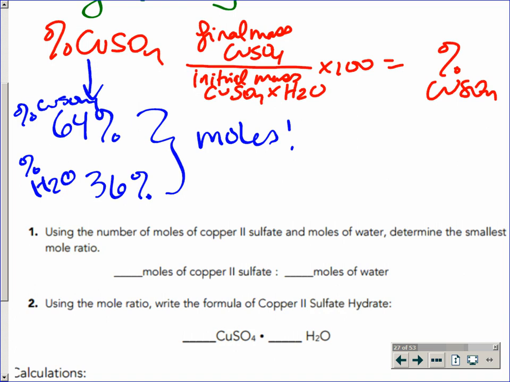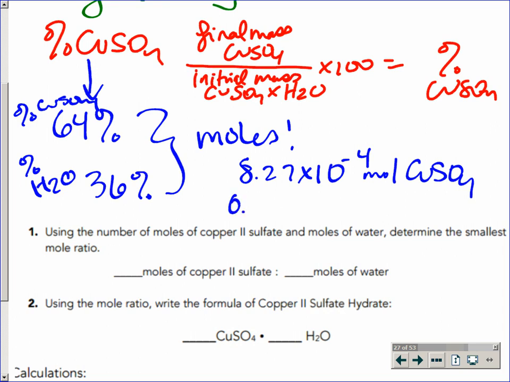So what was your number of moles of copper 2 sulfate? Somebody at CJ's table? No, actually I need just one person, because everybody's moles were slightly different. CJ. 10 to the negative 4, that was moles of copper 2 sulfate. Okay. What was your moles of water? 0.00413.